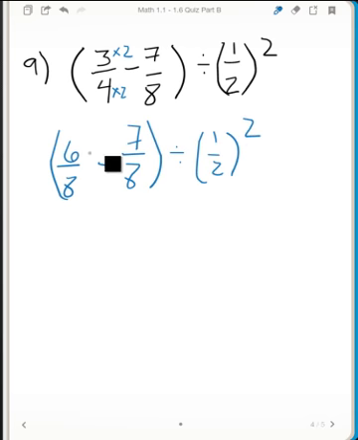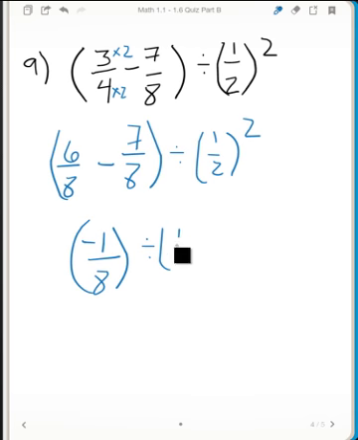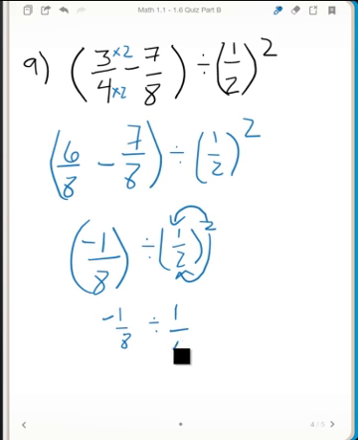Alright, so 6 minus 7 is negative 1. Keep my denominator. Divided by 1/2 to the power of 2. Now I have an exponent here of 2. Whenever I have an exponent with a fraction, I have to distribute my exponent to the numerator as well as to the denominator. So I'm going to have here negative 1/8 divided by 1 times 1 is 1, and then 2 to the power of 2, 2 times 2 is 4.